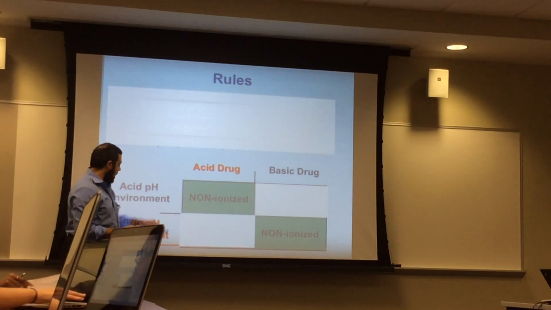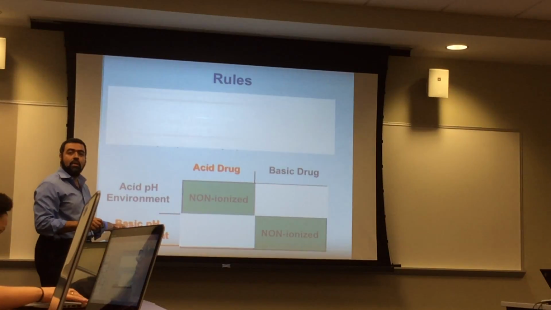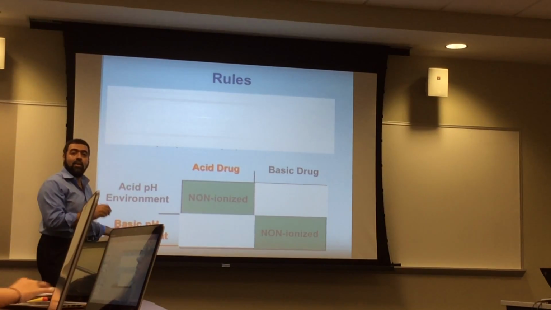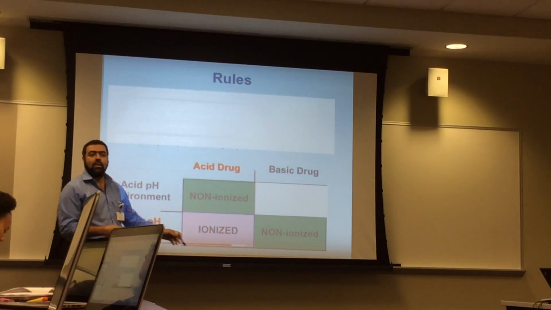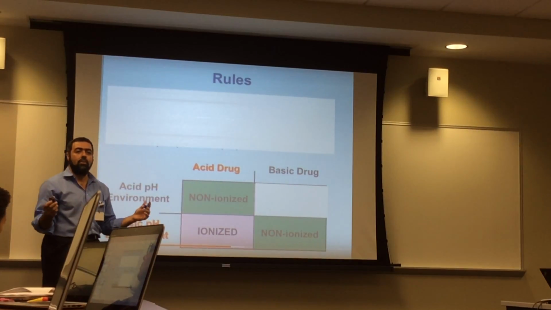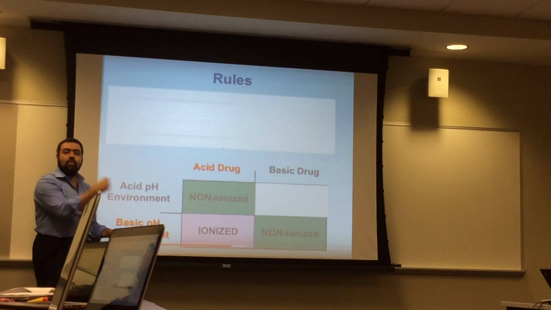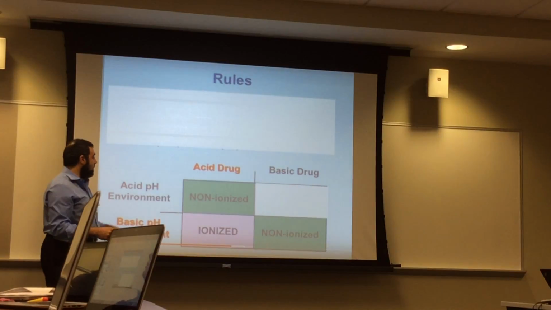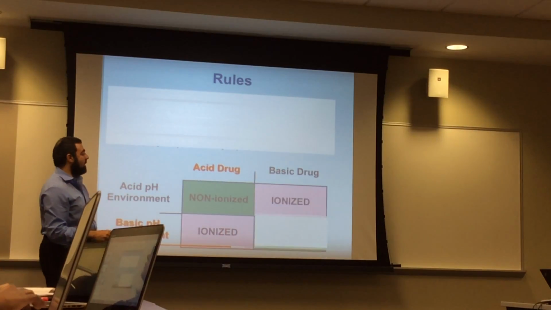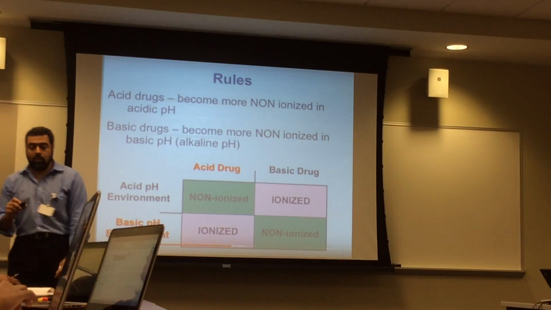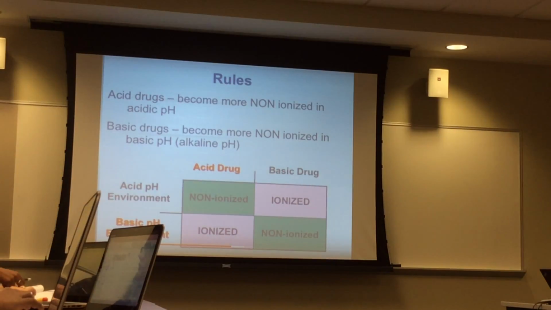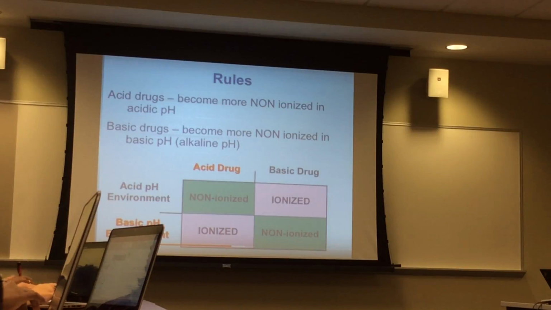An acidic drug in basic media, like acetylsalicylate in the blood, is ionized, breaks, and becomes two charged components, so it cannot cross the membrane back to the GI. And similarly, a basic drug in acidic pH is ionized. So the rule of thumb: acidic drugs become more non-ionized in acidic pH, so they can cross the membrane, and basic drugs become more non-ionized in alkaline pH.